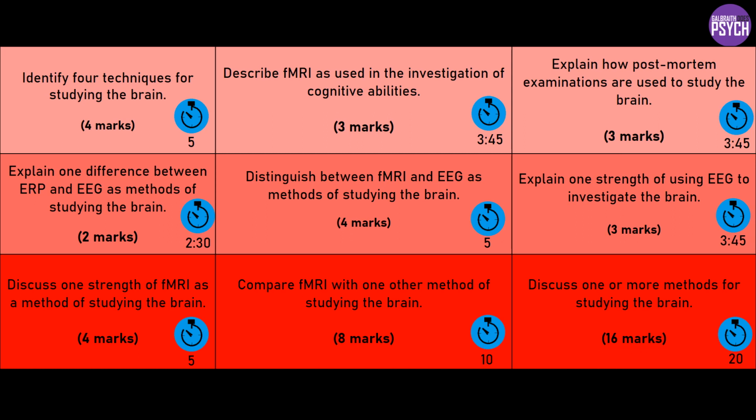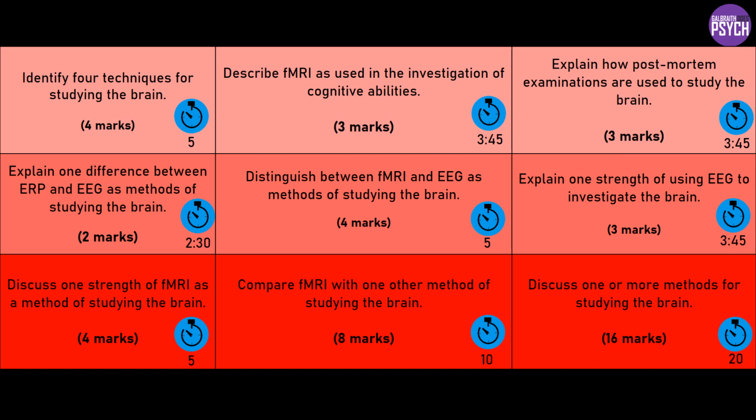Okay, for 3 marks we need to describe fMRI as used in the investigation of cognitive abilities. That second part of the question tells us that we need to make some kind of link to a task, or how it would work to study thinking and what bits of the brain even do. So it's not just a pure outline of fMRI. It needs to be linked to how it actually works.